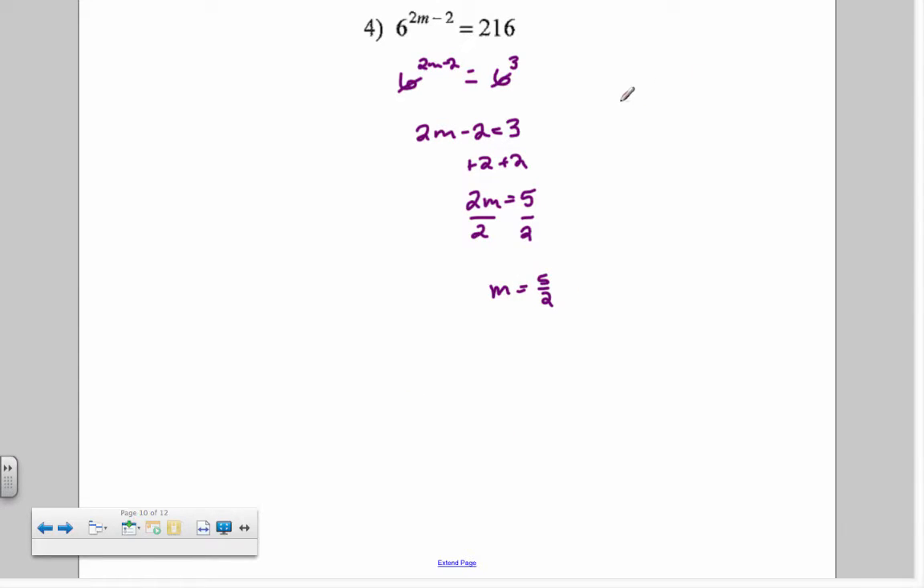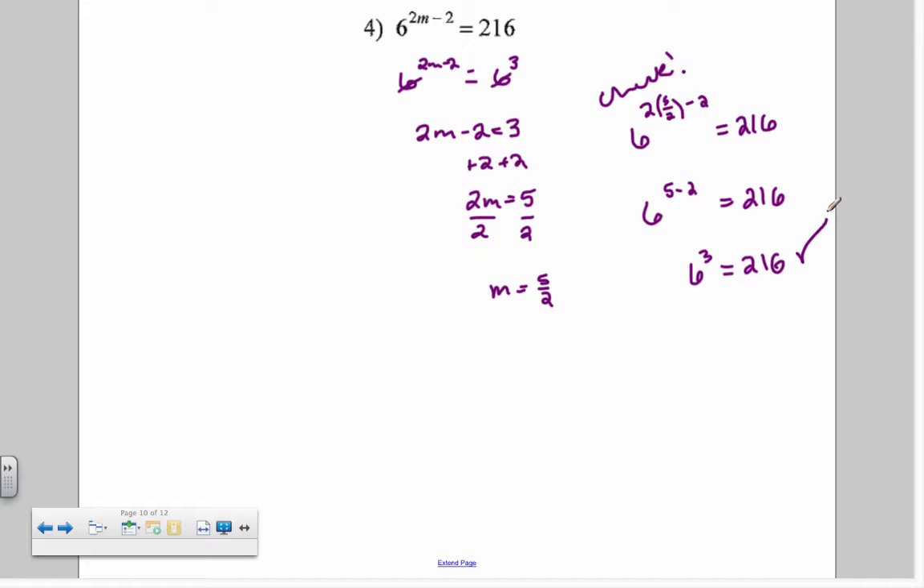Now I can check my work if I want to. Check. And I would go 6 to the 2 times 5 halves power minus 2 equals 216. Well, 2 times 5 halves is just 5. So this becomes 6 to the 5 minus 2 power equals 216. 5 minus 2 is 3, so 6 to the third power, 216. Well, we said that before when we converted, and so that's correct.